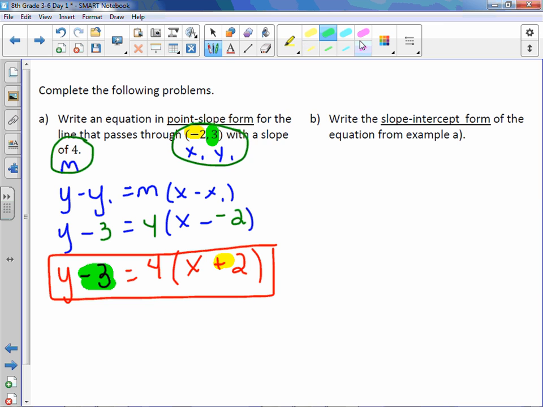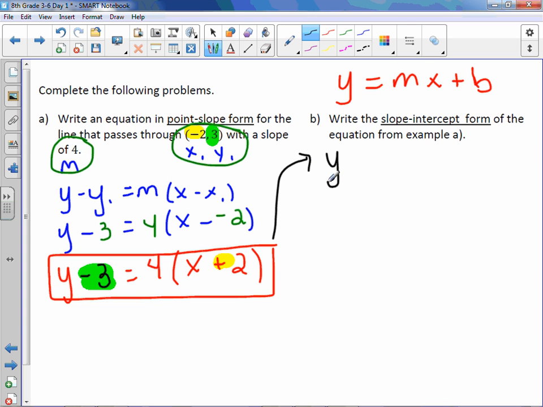Letter B. Write the slope-intercept form of the equation from example A. Remember, your slope-intercept form is y equals mx plus b. So all we have to do here, we're almost there. We have to get y by itself. Before we can do that, we've got to get rid of these parentheses, and we can do that by distributing. So let's rewrite what we have in this box. Y minus 3 equals 4 times the quantity x plus 2.